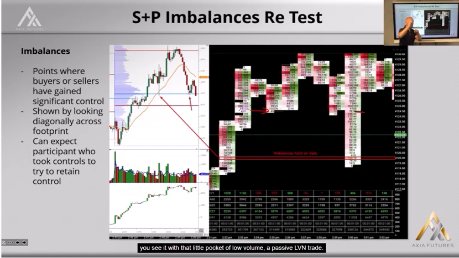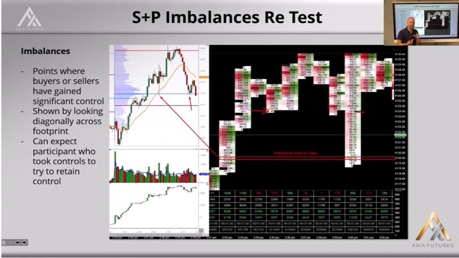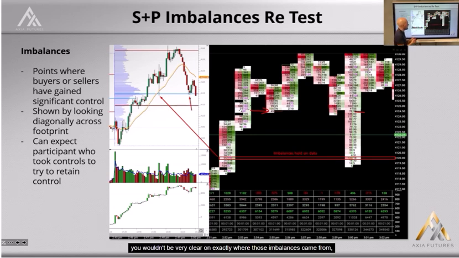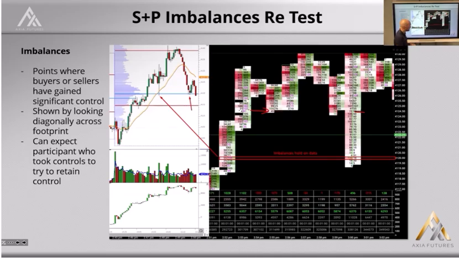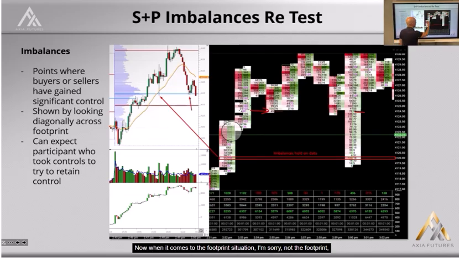You see it with that little pocket of low volume, a passive LVN trade. But here, if you didn't see that move, you wouldn't be very clear on exactly where those imbalances came from, where the precision of this can be found. Now, when it comes to the data, if you're assuming that this is a relatively strong up day, then you can use the data to enter. Any flick down on the data is an opportunity to buy.